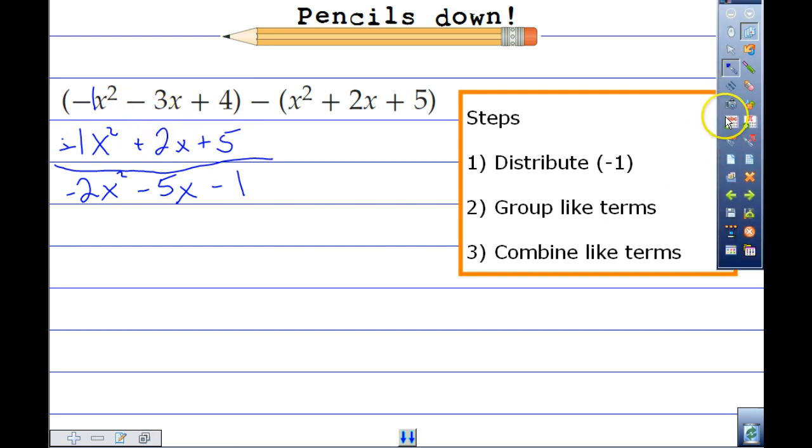So if you look only in the columns, it looks wrong. Oh, negative 3 plus 2, that's not negative 5. 4 plus 5, that's not negative 1. So just remember, if it has that negative, you have to remember to distribute it. Distribute the negative. Simple, but important.